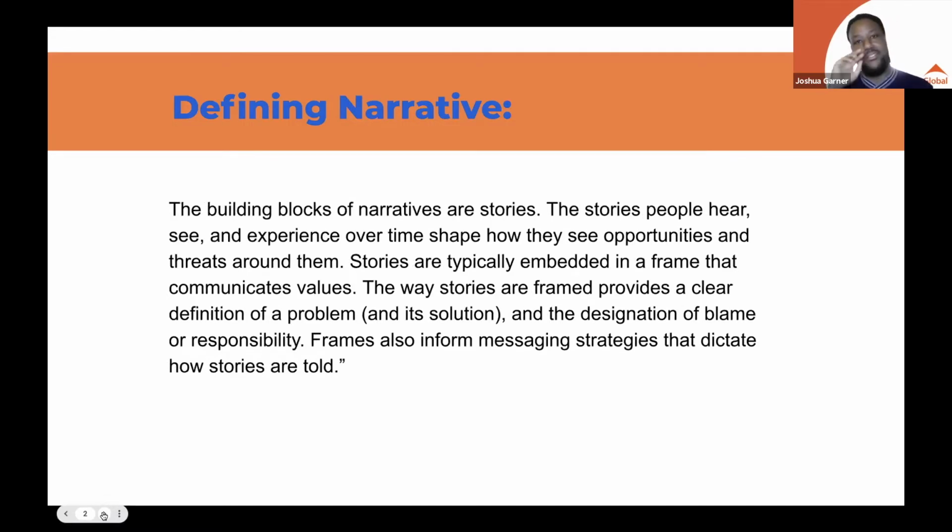What are some of the building blocks to a narrative? A narrative is made up of things, right? So building blocks are the stories, right? The stories people hear and see and experience over time that shape how they see opportunities and treat threats around them. Stories are typically embedded in a frame that communicates values. The way stories are framed provides a clear definition of a problem and its solution, and the designation of blame or responsibility. Frames also inform messaging strategies that dictate how stories are told, okay?